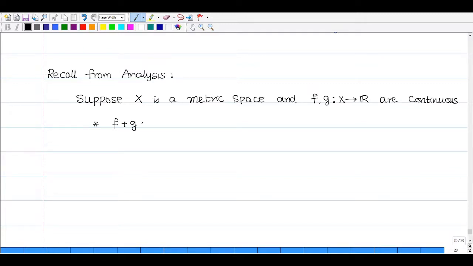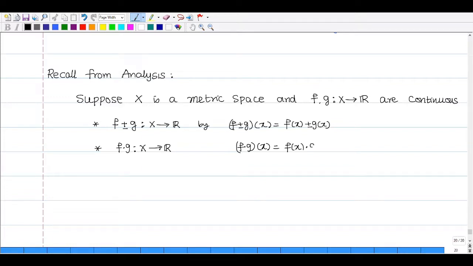it is also a function from capital X ல இருந்து R போற மாதிரியான function. எப்படி define பண்றோம் அப்படினா, that is (f plus g) of x equals f of x plus g of x. அதே மாதிரி of course plus or minus கூட நீங்க போட்டுக்கலாம். அதுக்கப்புறம் multiplication: f into g is also a function from X ல இருந்து R, defined by (f into g) of x equals f of x into g of x. So these are all real numbers.